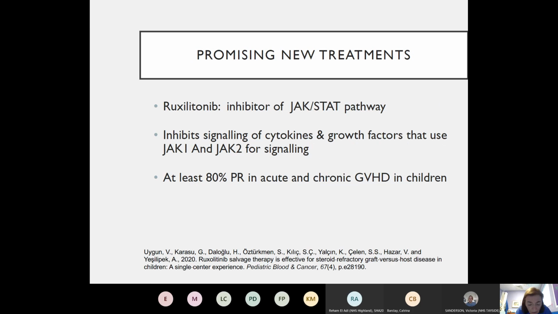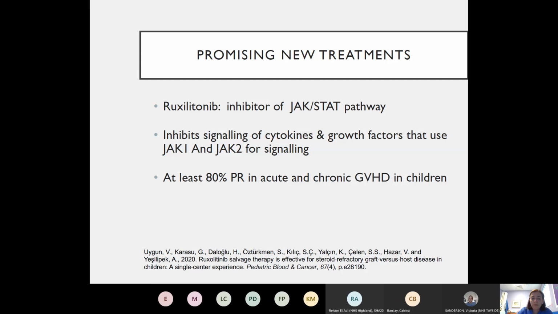There is a promising new treatment I wanted to bring to your attention, and we've recently had good success with ruxolitinib, which, as you probably know, is a JAK inhibitor. It inhibits the JAK-STAT pathway, and in so doing, it inhibits signalling of cytokines and growth factors that use the JAK1 and 2 paths for signalling. So it was a drug that was used originally in myelofibrosis and has been adopted in GVHD.